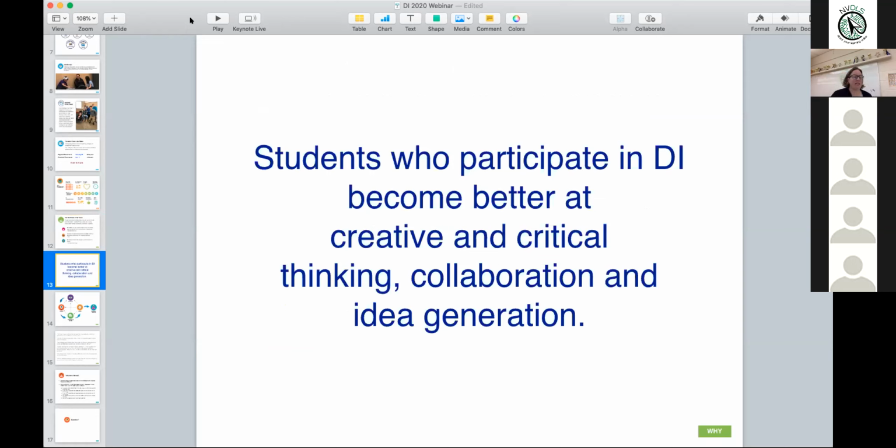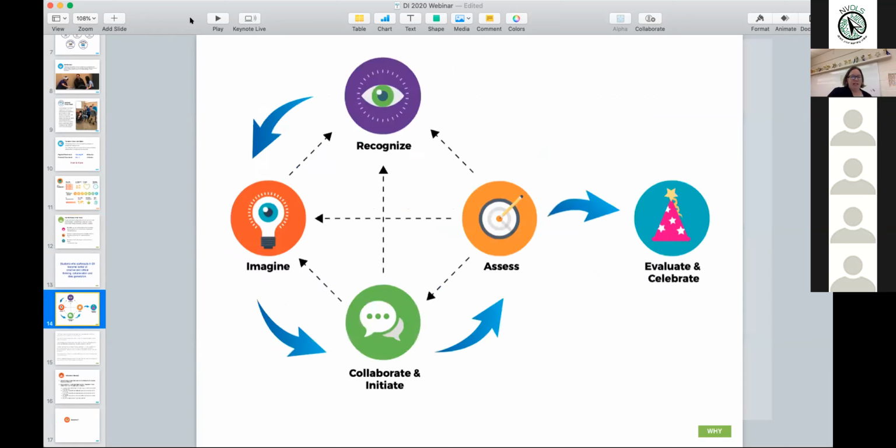And they found that categorically the students who participated in Destination Imagination became better at creative and critical thinking, collaboration, and idea generation. And we definitely have seen that with all our students. I'll give you some quotes from them in a moment. And the reason for that is because, like the launch journal, it goes through these phases.